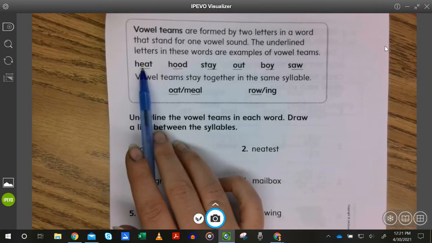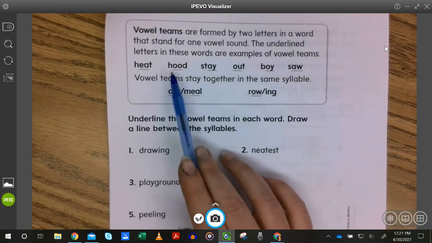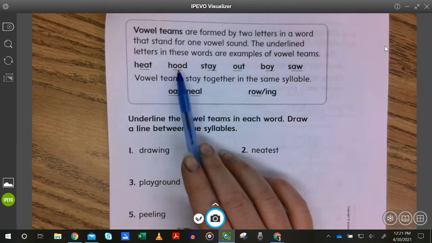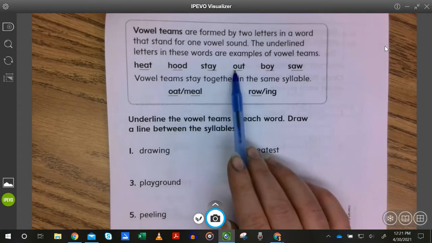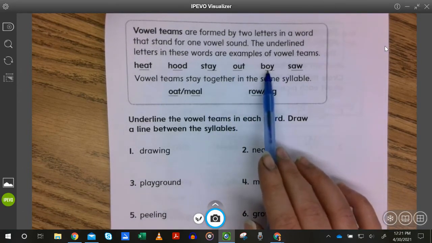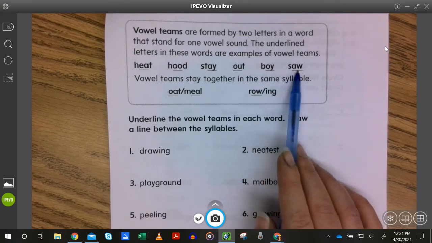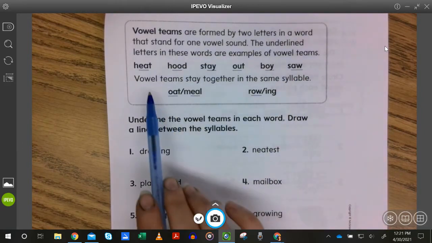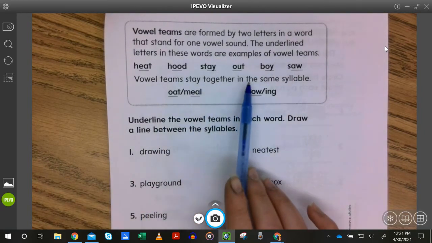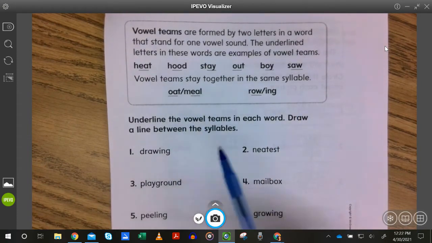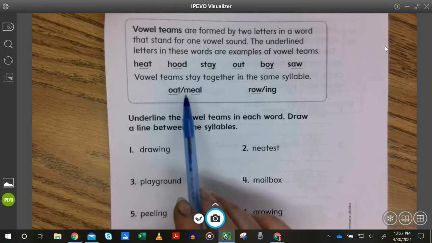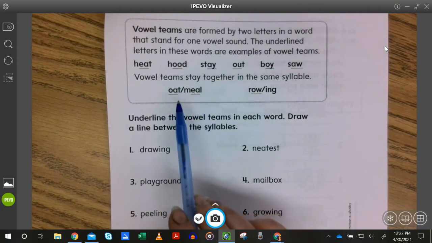So in heat, EA makes one sound. Hood, OU makes one sound. Stay, AY. Out, OU. Boy, OY. And saw, AW. That one's from this week. Okay, so vowel teams stay together in the same syllable. So in the word oatmeal, we see OA is a vowel team. We see EA is a vowel team.